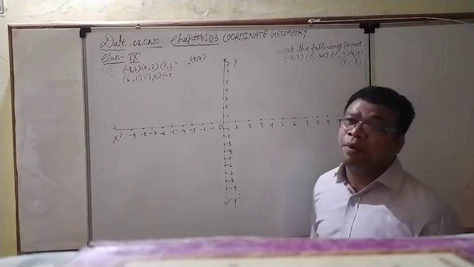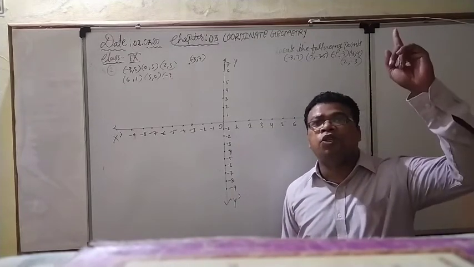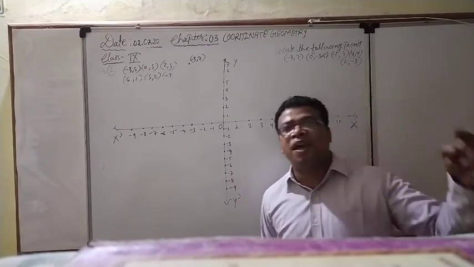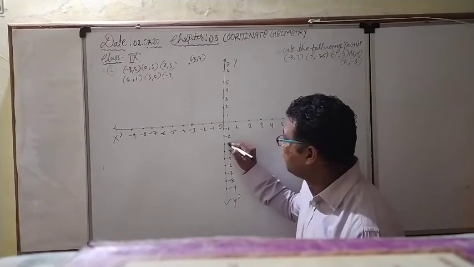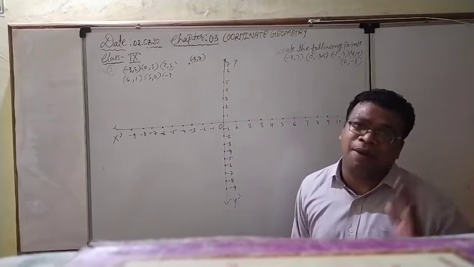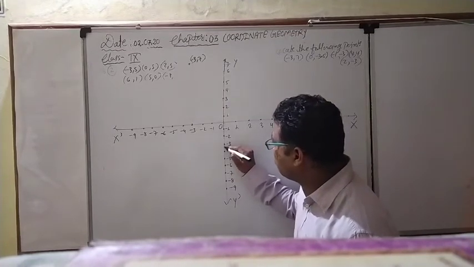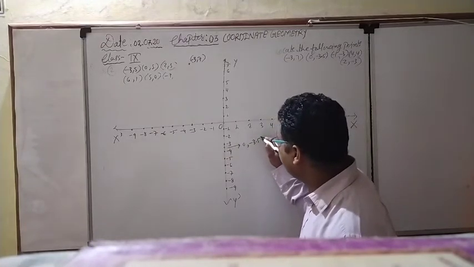What is the y coordinate? Minus 3.5. Minus 3.5 means either we have to go in the positive y direction or the negative y direction. In the negative y direction means we have to move downwards. So we have to search for wherever minus 3.5 is. Definitely minus 3.5 will be present between minus 3 and minus 4. So this is the point. You can say this point will represent 0 and minus 3.5.